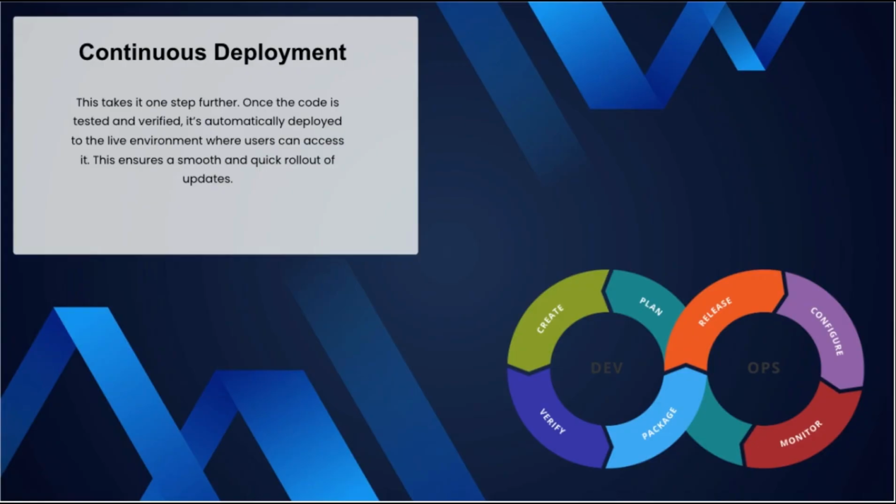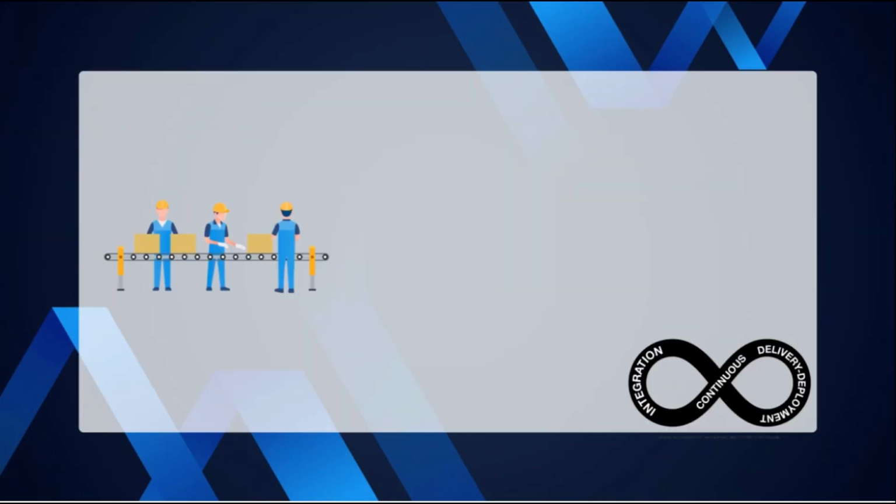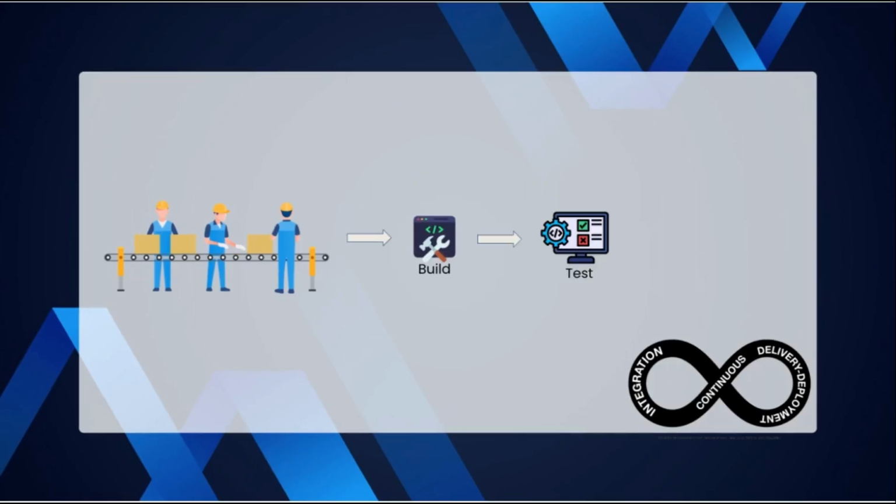Continuous Deployment (CD), this takes it one step further. Once the code is tested and verified, it's automatically deployed to the live environment where users can access it. This ensures a smooth and quick rollout of updates. Think of CI/CD as a factory assembly line for software. Each step ensures the product is being built and tested properly before it's released to the public.